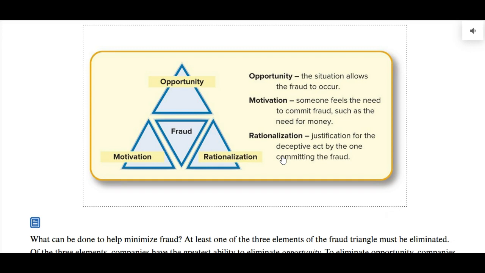There's the motivation. Someone feels the need to commit fraud. Maybe they feel like they need money for a gambling habit, a drug habit, or something else. Maybe they think that maybe they can get by with it. Who knows? Rationalization. There's the justification. They feel like sometimes they deserve it. Maybe they feel like the company's not paying them enough, so they don't mind stealing something from the company. So if you have all these three items present, then there is a more likely chance that fraud will occur. So this is the fraud triangle.